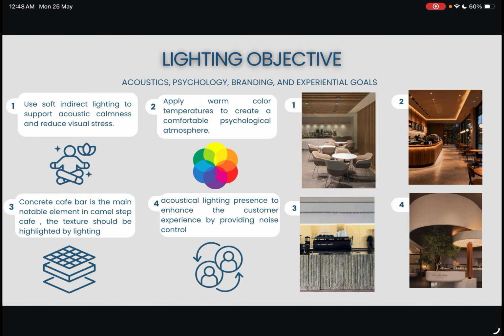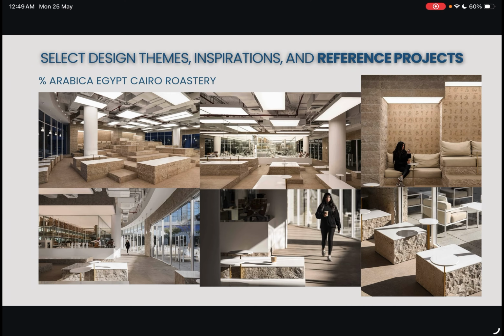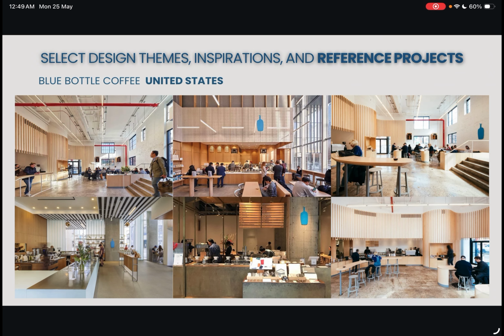And here's the selected theme for our cafe, which represents the elements inside the cafe. And here's our inspirational image for the lighting we should add in our design. And here's a reference project, which is Arabica in Cairo, Egypt, the Roastery. We use this to help us redesign the lighting inside our cafe. And also Blue Bottle Cafe in the United States.